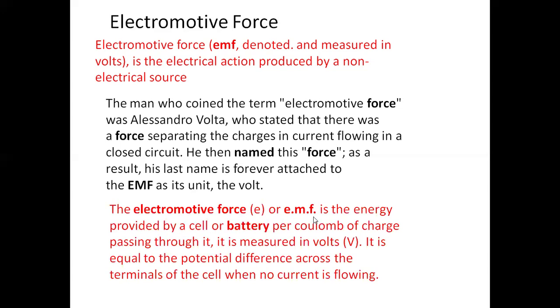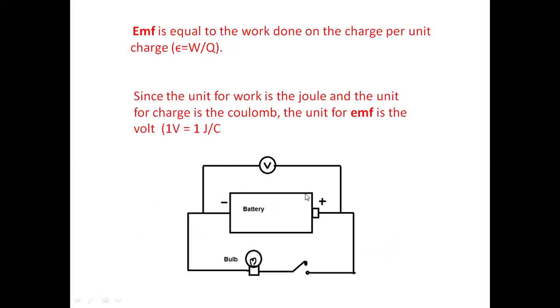The electromotive force, or EMF, is the energy provided by a cell or battery per coulomb of charge. Every coulomb of charge which passes through the cell gains energy. It is measured in volts, named after the scientist. It is equal to the potential difference across the terminals of the cell when no current is flowing. What does that mean? I will show you in the next slide.